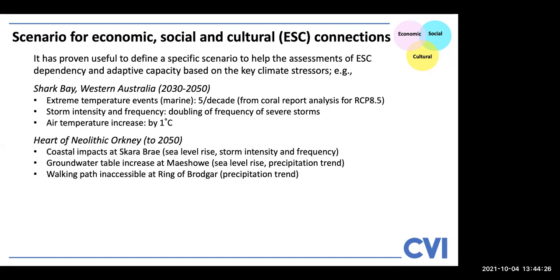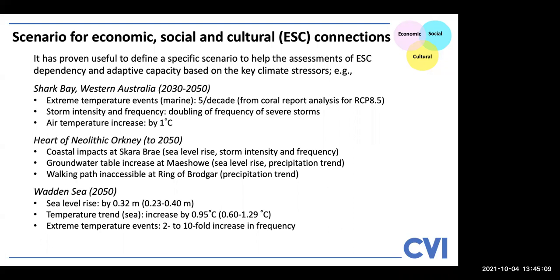In the north of Scotland, the heart of Neolithic Orkney looked in a different way. It looked at three of the key components of the property and considered major impacts on those that would then link across to the community. So in that case, it was coastal impacts at Skara Brae, a Neolithic settlement, the groundwater table increase at Maeshowe, a burial chamber, and the walking path around the Ring of Brodgar, a stone circle, becoming inaccessible. And they were linked to the 3 key climate stresses that had been identified for that property: sea level rise, storm intensity and frequency, and precipitation trend.